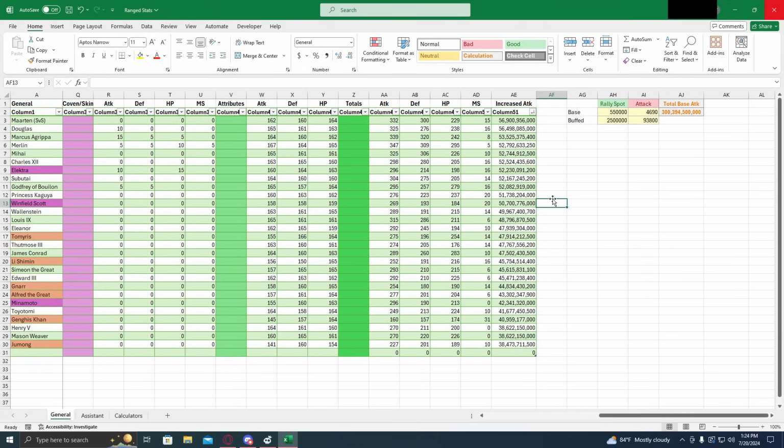Okay, and now to the final part of the video. The leading or the marching clause. Now, I know some people are going to say that Minamoto and Martinus have the leading clause, so you want to use them for reinforcing and all that. However, Winfield Scott and Yuffie both have the leading clause as well, so there's no reason not to use either of those two generals in that case.